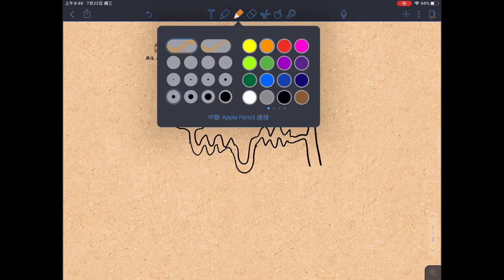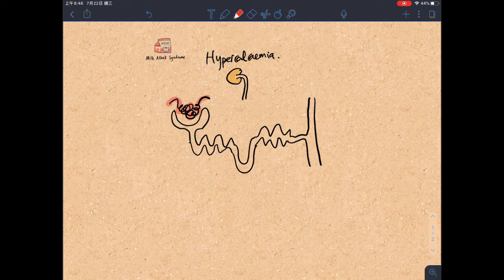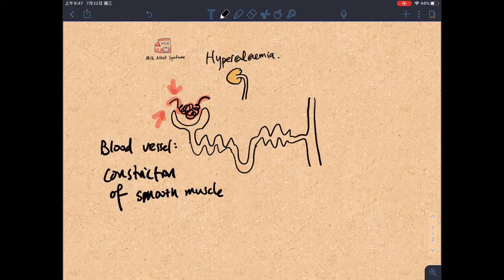In the glomerulus, hypercalcemia causes constriction of smooth muscle. So what happens is there's less blood going into this glomerulus, and quite naturally, there's less of the filtrate going into the tubules. So you have decreased glomerular filtration rate. There's just less liquid in this tubule now.